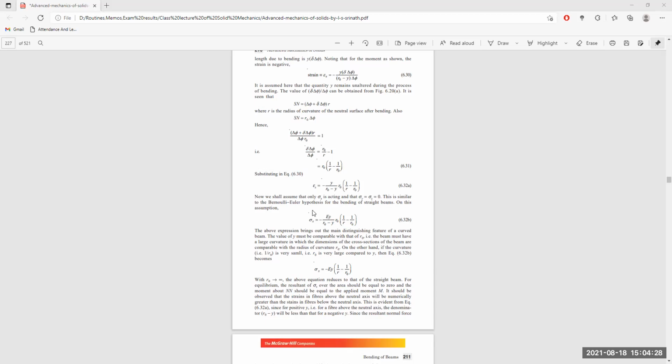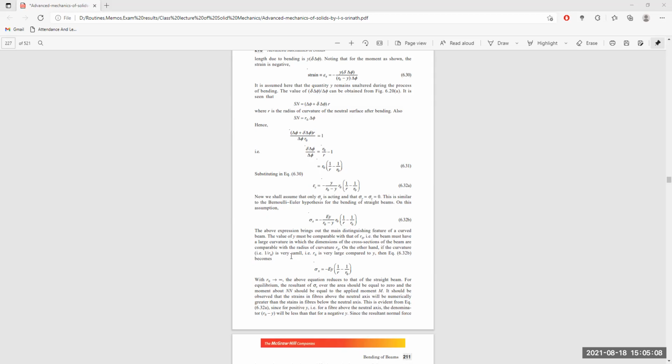This is similar to Bernoulli-Euler's hypothesis for the bending of straight beams. On this assumption, we know sigma x is equal to E times y divided by R0 minus y, into R0 into 1 by R minus 1 by R0 itself. This above expression brings out the main distinguishing feature of a curved beam. The value of y must be comparable with that of R0. That is, the beam must have a large curvature in which the dimensions of the beam are comparable to the radius R0.